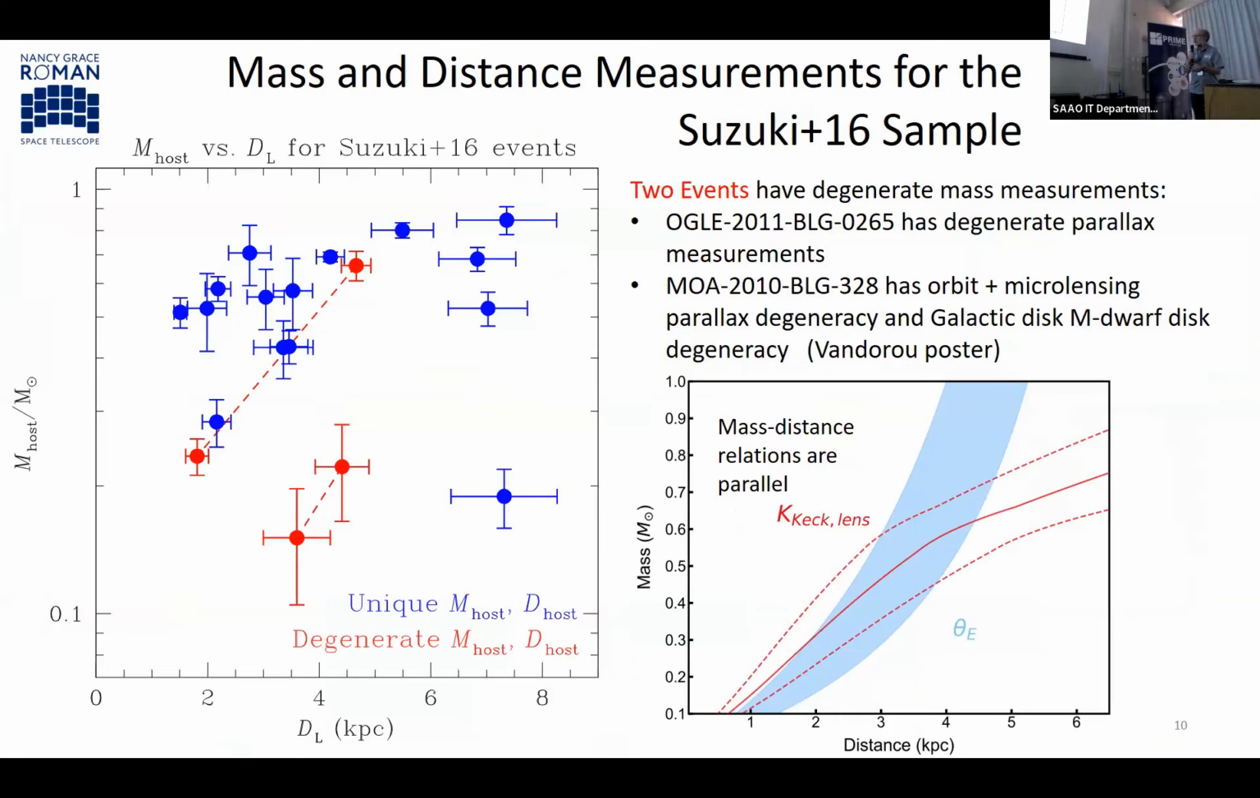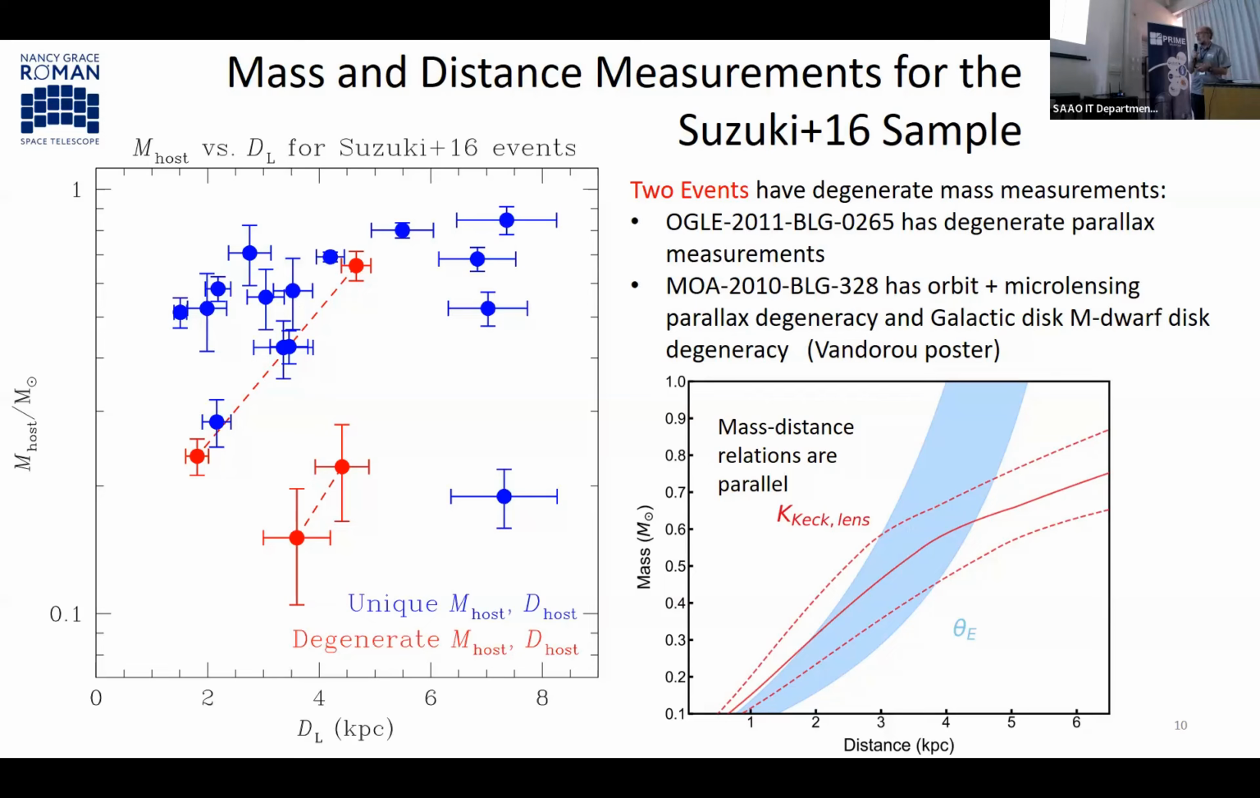One difficulty is shown here. This is a plot from that event, but not showing all the data. This is the constraint from the angular Einstein radius and the constraint from the Keck measurements. And for M dwarfs in the disk, you can get this period where these curves lie on top of each other, which makes it hard to pinpoint the location and actually the mass and the distance of the system.